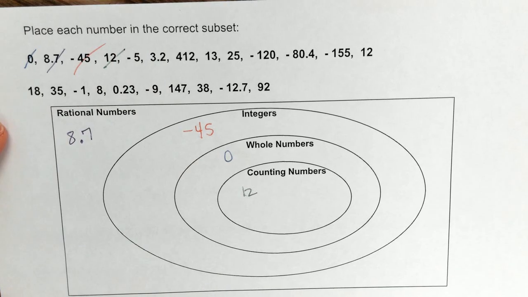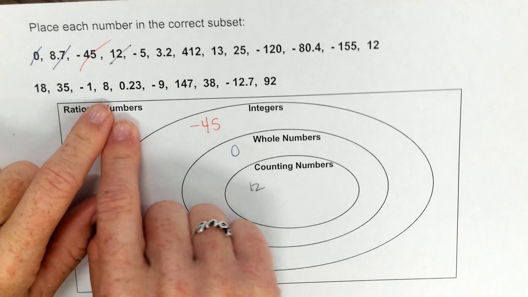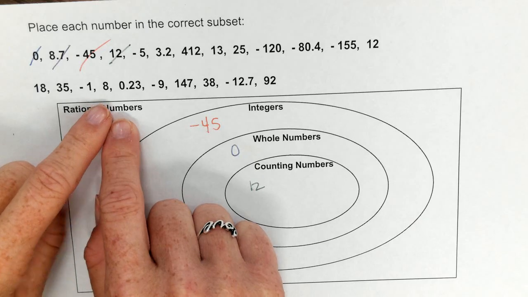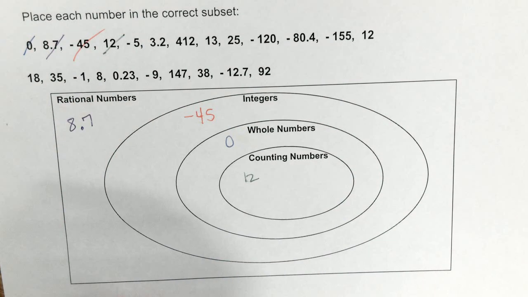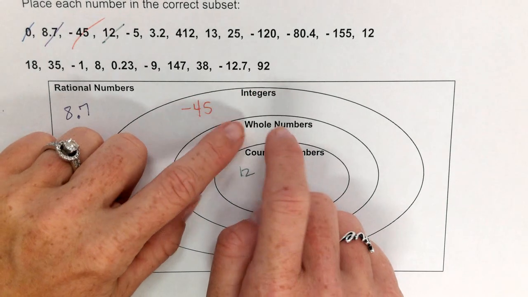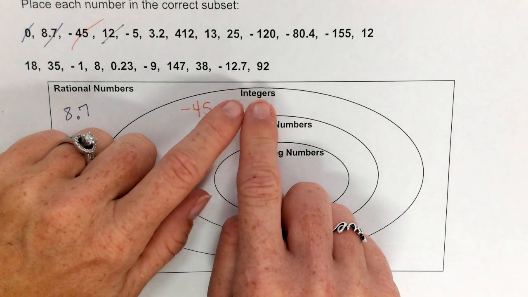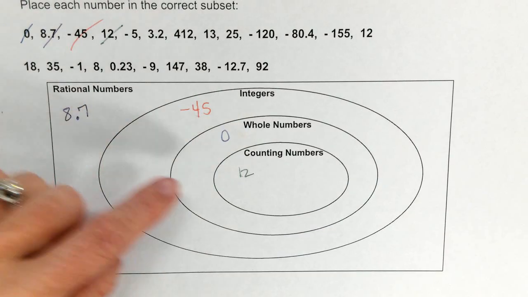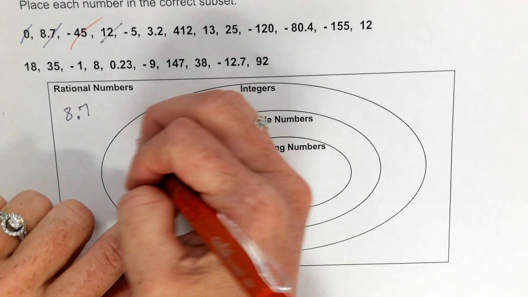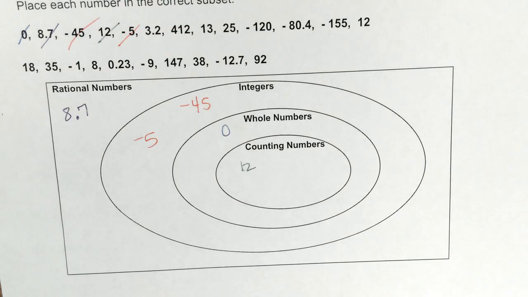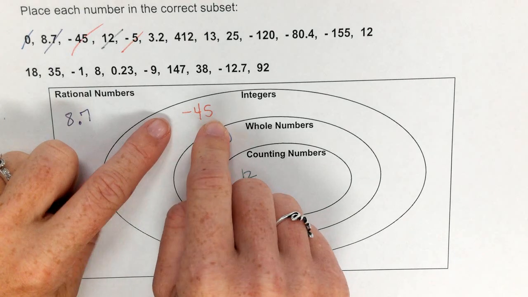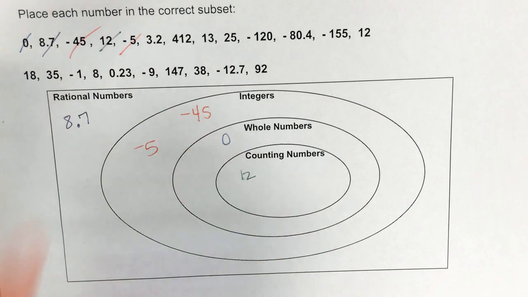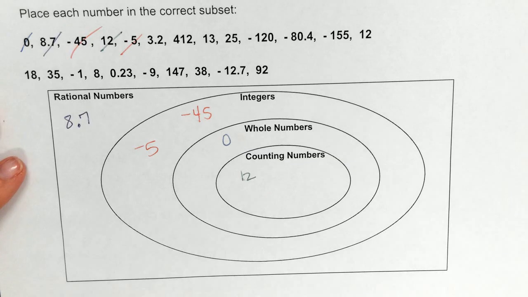Negative 5. Is negative 5 rational? Yes. All numbers in this class are rational. Is negative 5 an integer? Yes. Is negative 5 whole? No. So the best spot for it is integer. 3.2. Is 3.2 rational? Yes. Is it an integer? No. Integers cannot have fractions or decimals, so 3.2 best goes under rational.